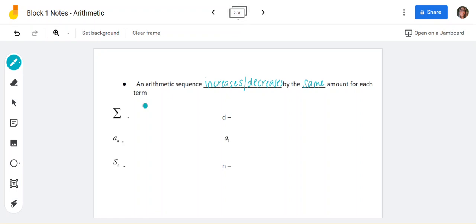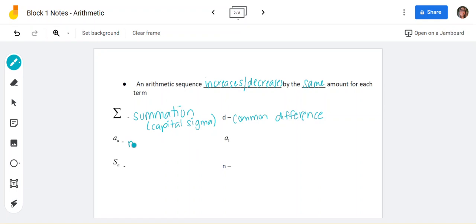So here are some symbols that you will see throughout the lesson. The first is the symbol for summation. It's a capital sigma. D stands for the common difference, so how much we're increasing or decreasing by each term.